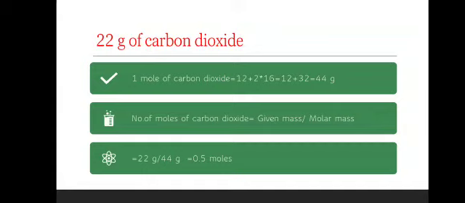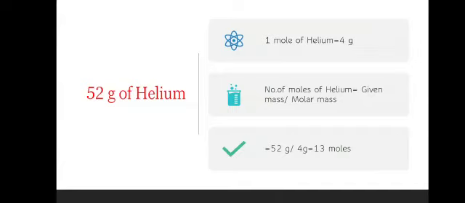Okay, we will go to next sum, that is 52 gram of helium. So helium is a gas, that is one atom only. Helium, one atom. So there is no multiplication and all. Just whatever is the atomic mass, that is the molar mass. 4 gram is the atomic mass, that is the molar mass.